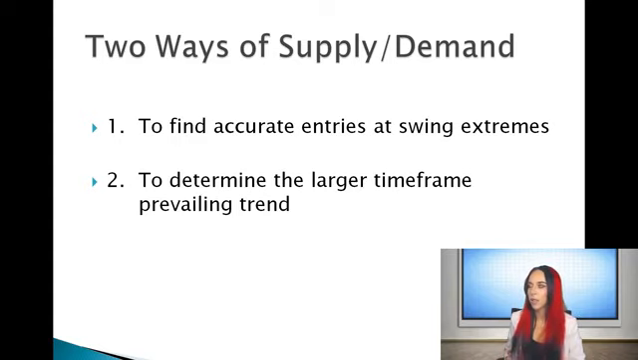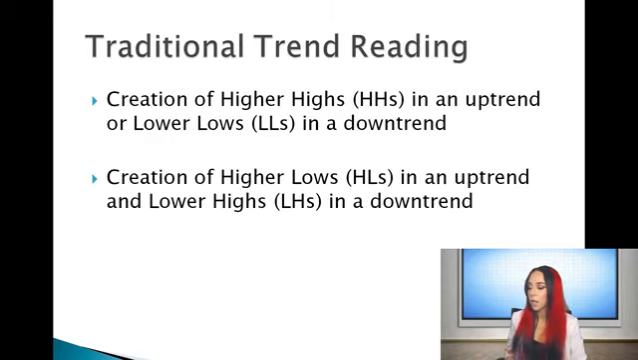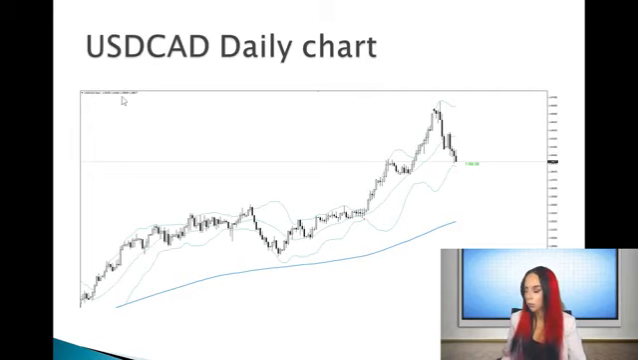Reading trend for most people is a very flimsy, weak skill, but at the same time, not all higher highs and lower lows will be equally important. So when it comes down to determining whether a trend has actually changed or not, higher highs and lower lows are generally a very poor indicator. And to show you what I mean, here's a USD CAD daily chart from a while back. So at the time when I took the snapshot of this chart, USD CAD has been in a very long-term uptrend. And you can see that now the prices are falling.